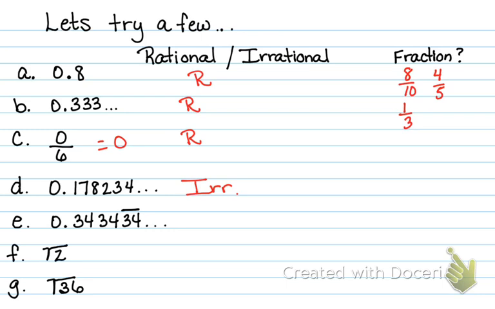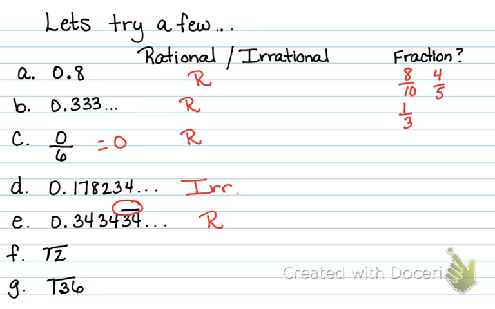Then we look at E, and we see 0.34, 34, 34, and there's a line right above the number. That tells us that 34 keeps repeating. We know it goes on forever and ever, but it has a pattern. So that is rational.